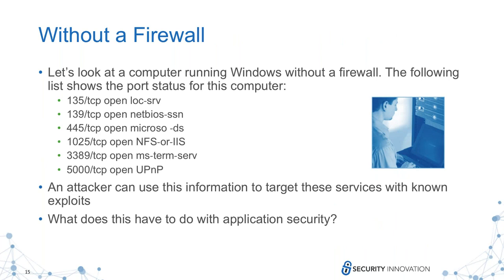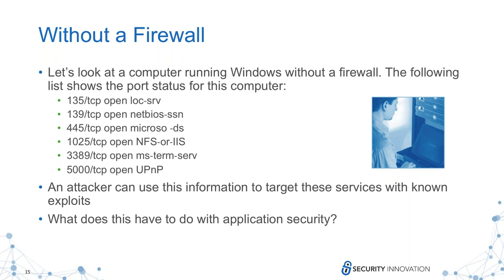So let's take a quick example, a look at what a computer running Windows without a firewall looks like. If we run a port scan on this machine, we're going to see a list of open ports, including port 135 for location and remote procedure call services, port 3389 for Microsoft Terminal Service, remote desktop, and port 1025 for file publishing services. So an attacker can use this information to target the services, and they can see potentially what version is running. They certainly know that if this is a Windows machine, it could be running these types of software, and they're going to look for known exploits to get into the system.